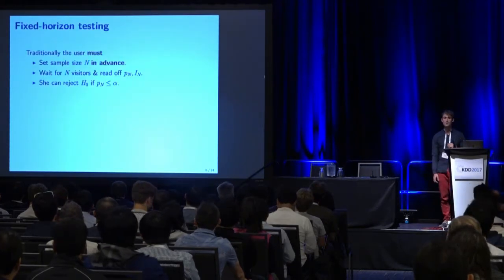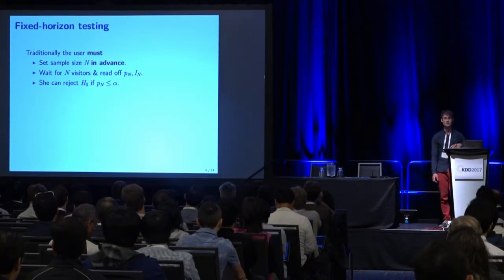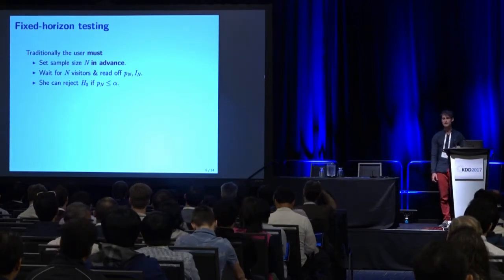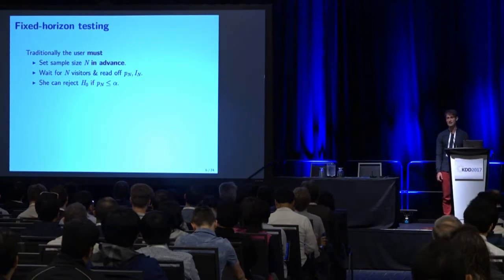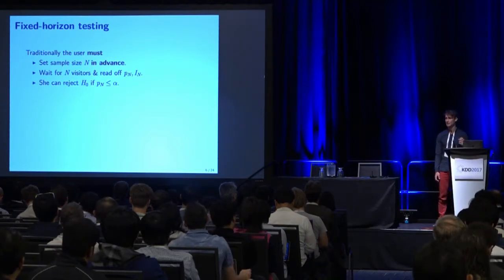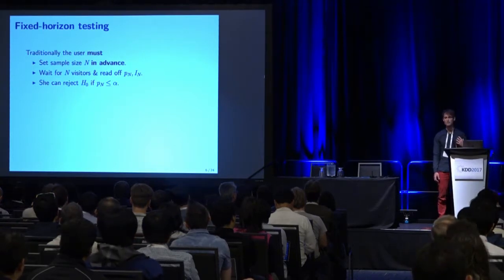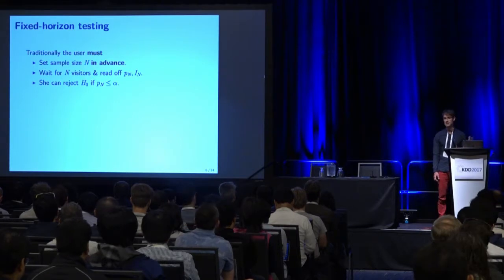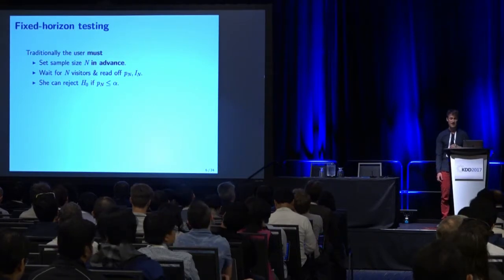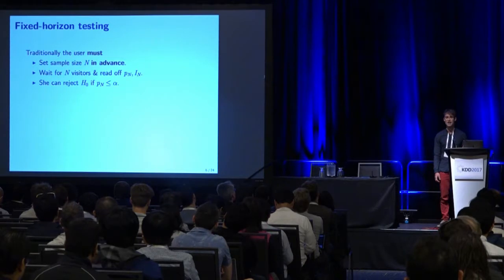OK. So what is a customer of Optimizely meant to do with that information? Well, they're meant to set a fixed sample size in advance. So they say, I'm going to wait for n visitors in A and n visitors in B. At that time, I'm going to read off these metrics. So they're going to read off the p-value and the confidence interval. And now, if the p-value falls below some threshold alpha, say 5%, they're allowed to reject the null hypothesis of there being no difference, and they can say there's a statistically significant difference between variation A and variation B.